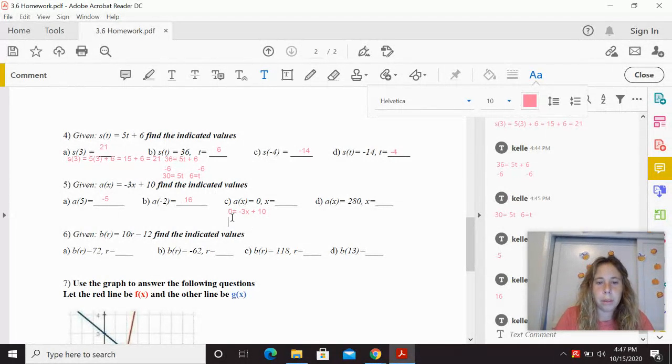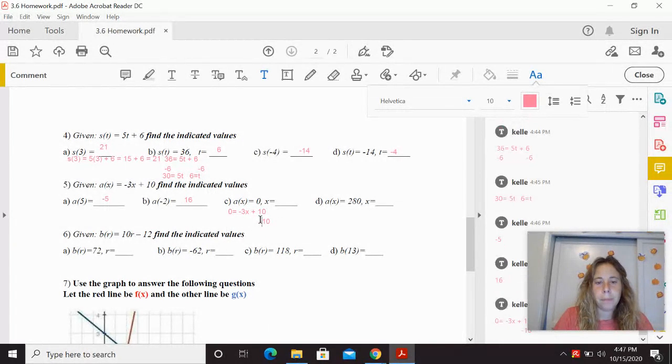So I'm going to get my negative 3x alone, so I'm going to subtract 10 from both sides from over here. Nope, okay. And from the other side of the equal sign, right there.